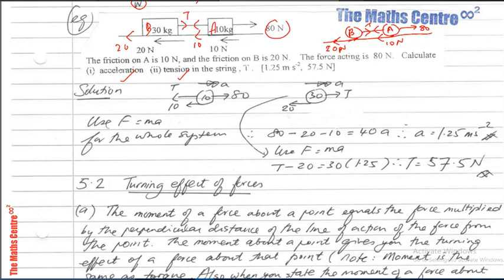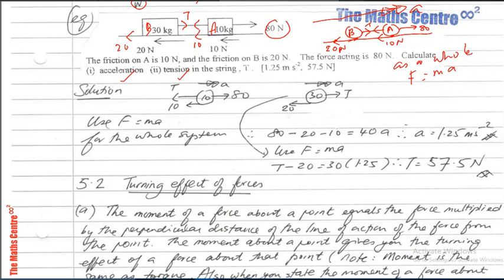This is T. So first, let's consider the system as a whole. Let me write it here. And we will use F equals to MA. So when you consider the system as a whole, we are assuming that motion is to the right with acceleration A. When you consider the system as a whole, the T does not come in, because the T here, one is acting on B, one is acting on A, so they have a cancelling effect. So T does not come in.